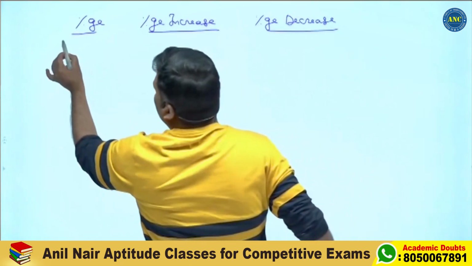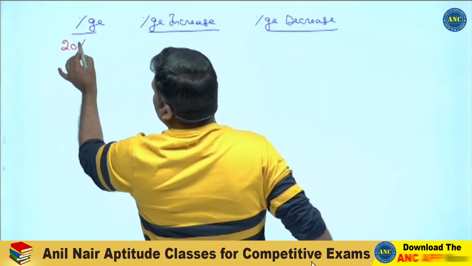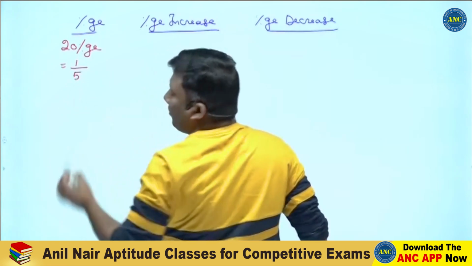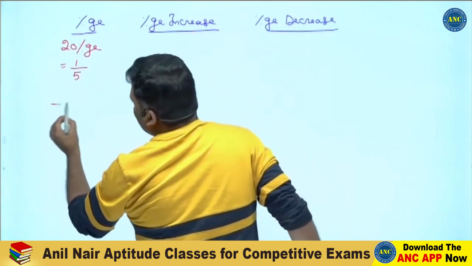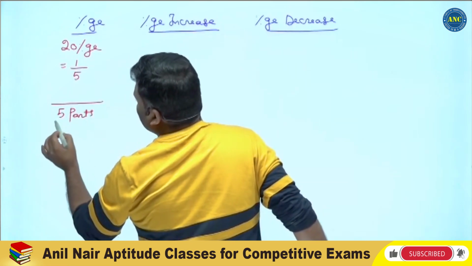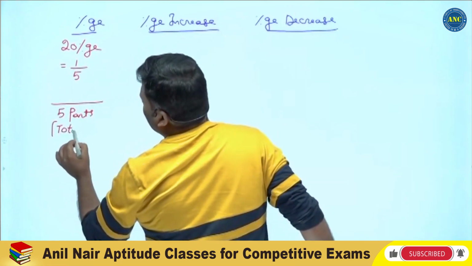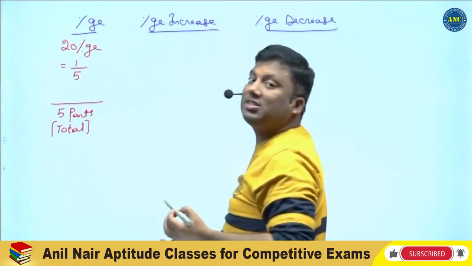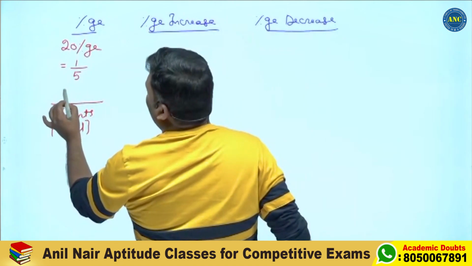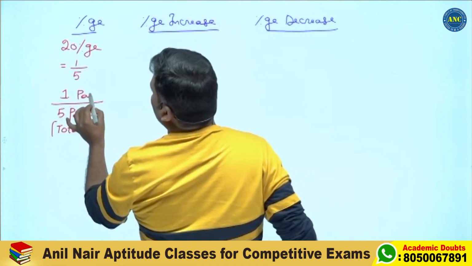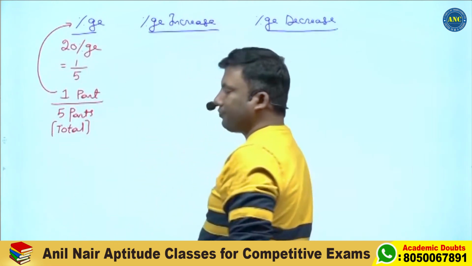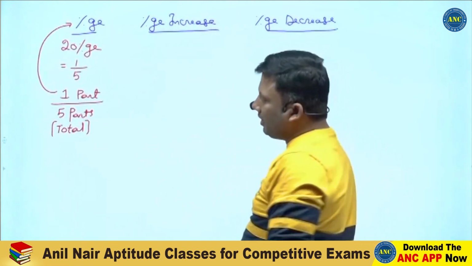What do you mean by percentage? If it is 20%, this is equivalent to 1 by 5. That means total, it is 5 parts. I told you yesterday that denominator is always the initial value. I want 1 part out of 5 parts. This is the definition of percentage.